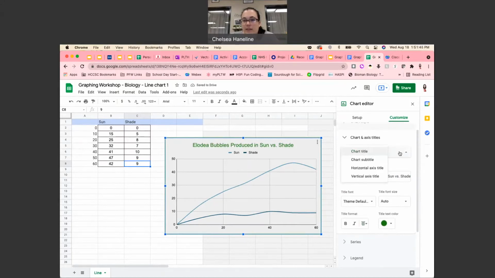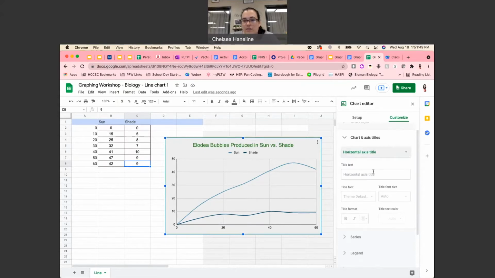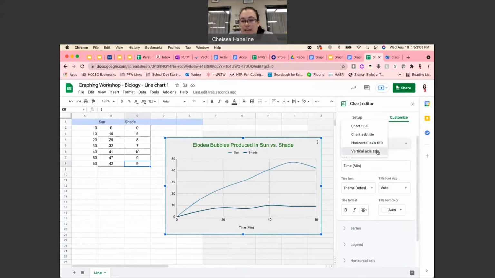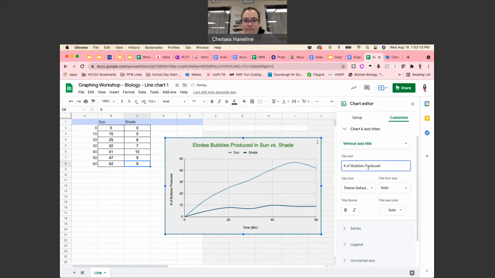Then we need to label the axes. So the horizontal axis title is going to be time in minutes. Okay. And then the vertical axis title is going to be number of bubbles produced. Okay. And then there you go, you have your data.